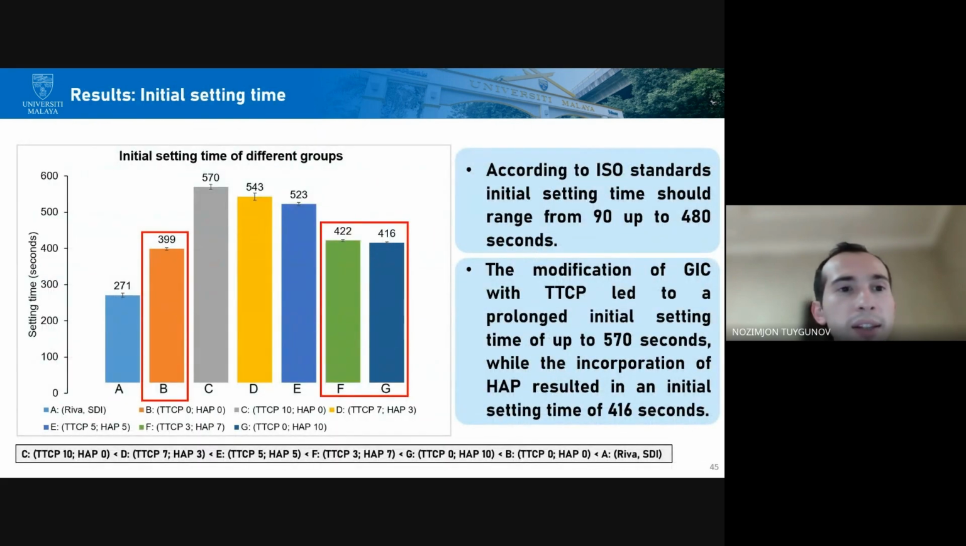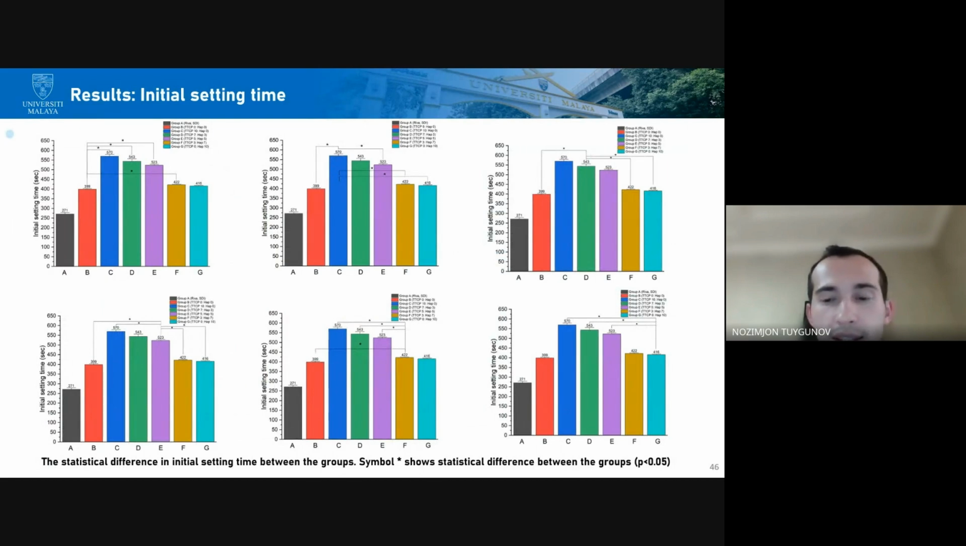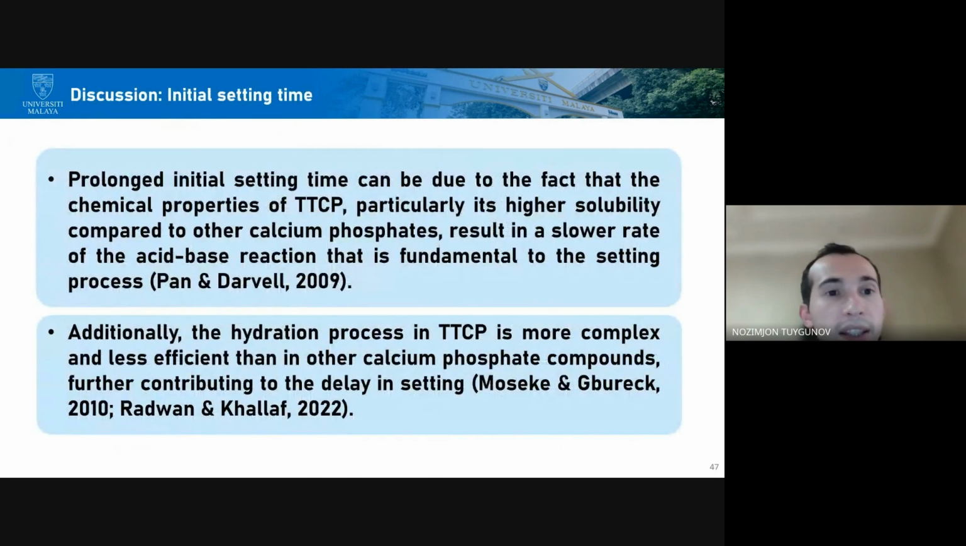So here we can see the initial setting time analysis. Based on the ISO standard, the initial setting time of our material should be from 90 seconds up to 480 seconds. We can see that groups B, F and G are within the ISO standard. However, groups C, D, and E are a bit higher than the ISO standard. Here we can see the statistical difference between our different groups.